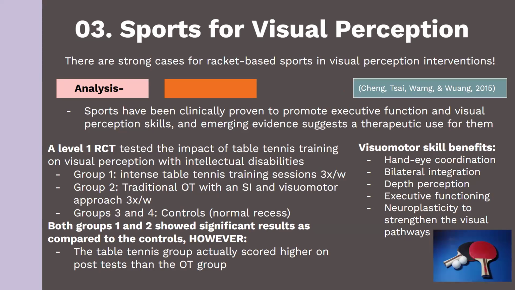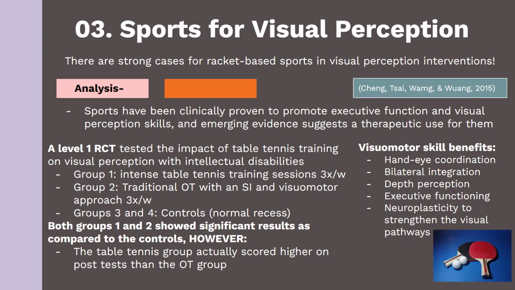Next is sports-based perception. There's also a strong case for racket-based sports and visual perception interventions, which OTs tend to integrate already. Some OTs have used basketball, baseball throwing, but not many I've seen in research have tried to use things with rackets, such as ping pong or tennis.